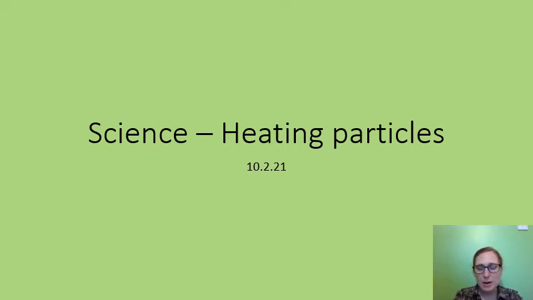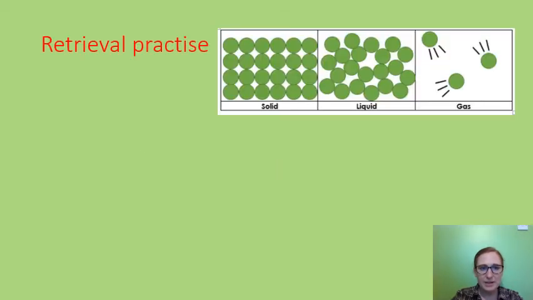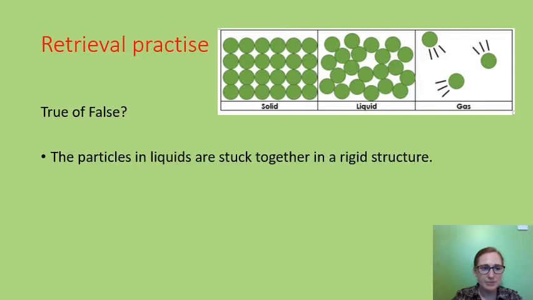Last week we were learning about particles in solids, liquids and gases and how they change from one state of matter to another state of matter. This week we're thinking about how we heat particles and exactly what's happening within our solids, liquids and gases. Let's start with some retrieval practice about our solids and liquids and gases and their particles. We've got some true or false questions. Make sure you've got your pen or pencil to write down true or false for each of these statements.